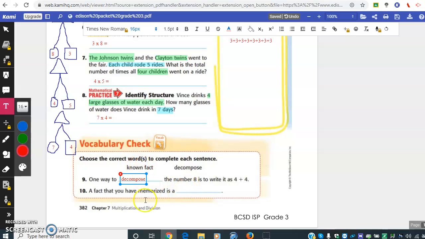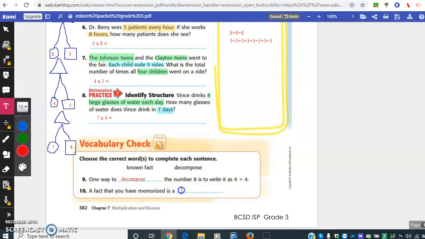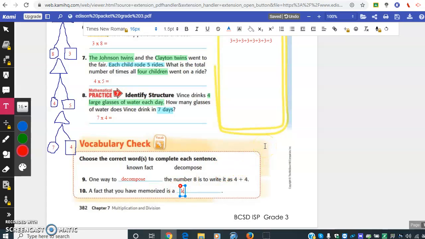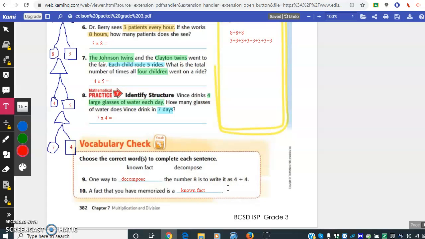Which means known fact is probably going to be here. A fact that you have memorized is a known fact. And I am hoping that everybody out there has all of the 5s memorized. So we could say that the 5s are all known facts for you. I'm hoping that is true. And if you have forgotten your 5s, study them. Make sure you know your math facts.